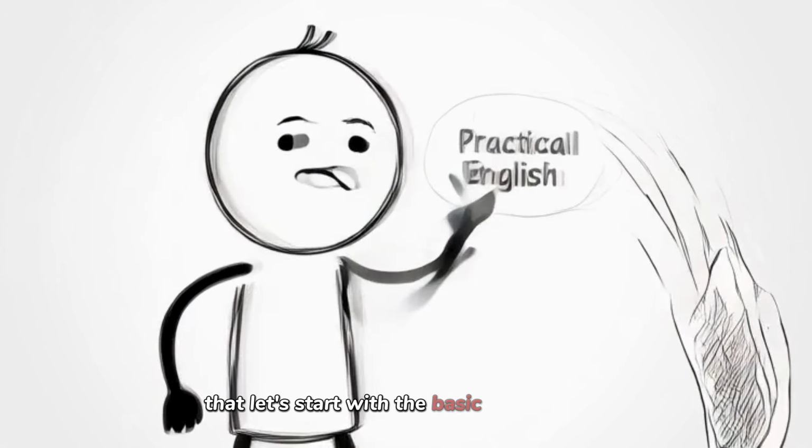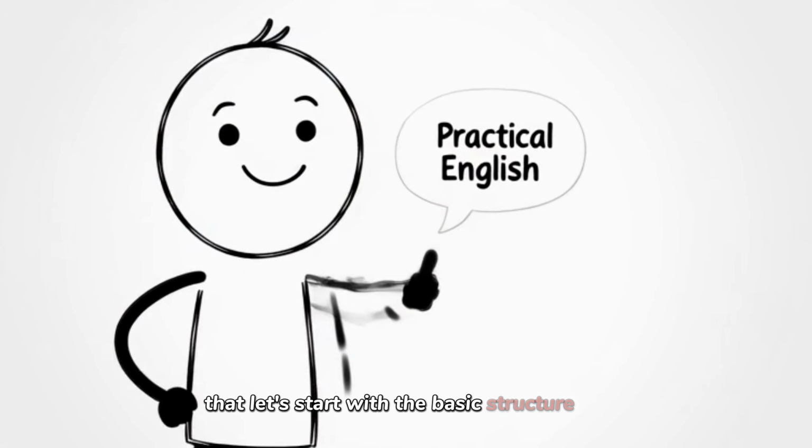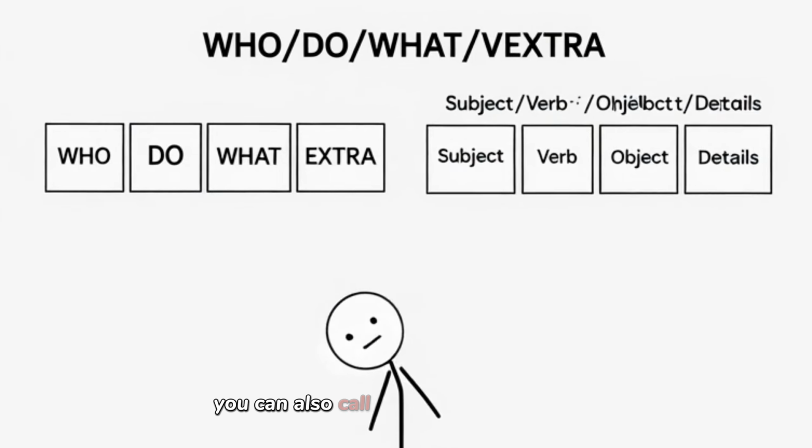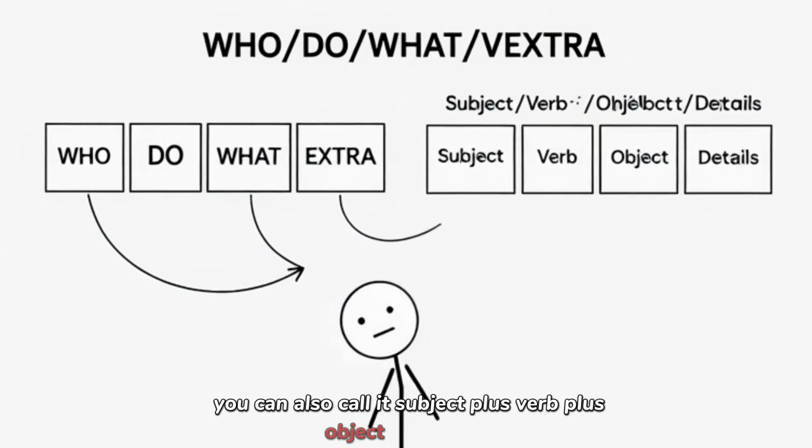Let's start with the basic structure that native speakers follow without even thinking. Step 1. Learn the core formula. Who plus do plus what plus extra. Most clear English sentences follow this pattern. Who plus do plus what plus extra. You can also call it subject plus verb plus object plus details.